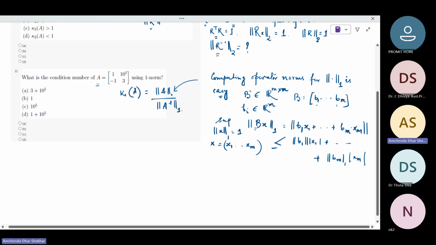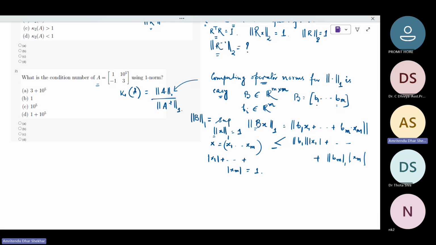And of course, what you have is that x1 plus up to xm is equal to 1 because this x is a unit norm and you want to basically compute the one operator norm. Notice that sometimes I'm going to use the term operator norm. Just think of the operator norm as the matrix norm. I'm going to use the terms interchangeably from time to time.